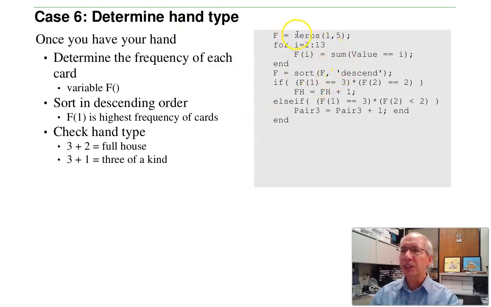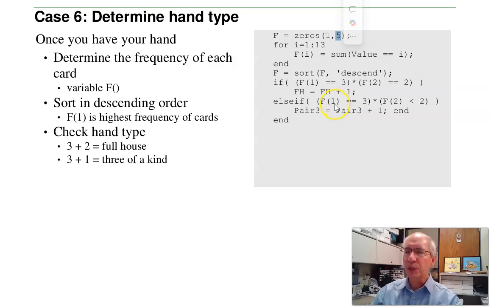So here's the frequency of 13 values: aces, 2s, 3s. So f of 1 is the frequency of aces, f of 2, the frequency of 2s, f of 3, frequencies of 3s, and so on. Sort in descending order, f of 1 is the card with the highest frequency. If the highest frequency is 3, I've got a 3 of a kind. If the second highest frequency is 2, I've got full house.